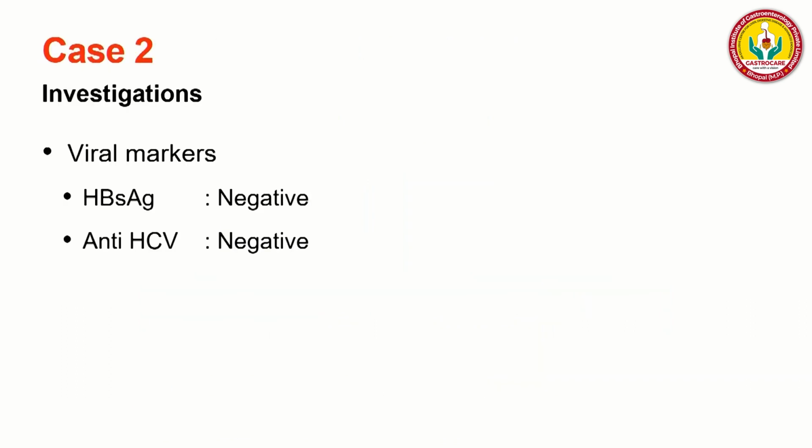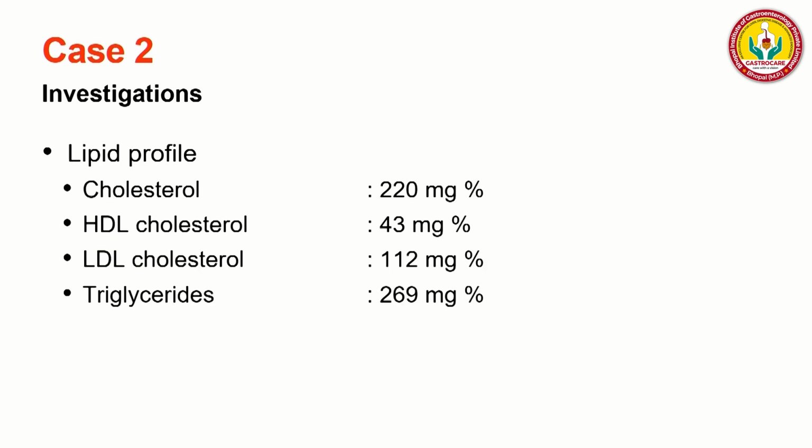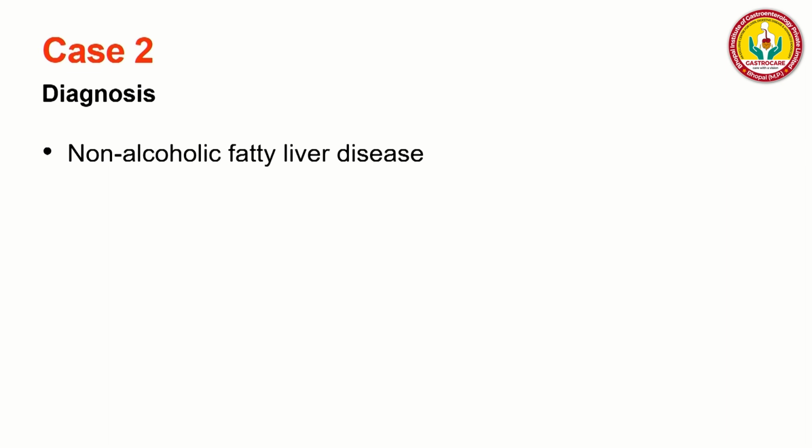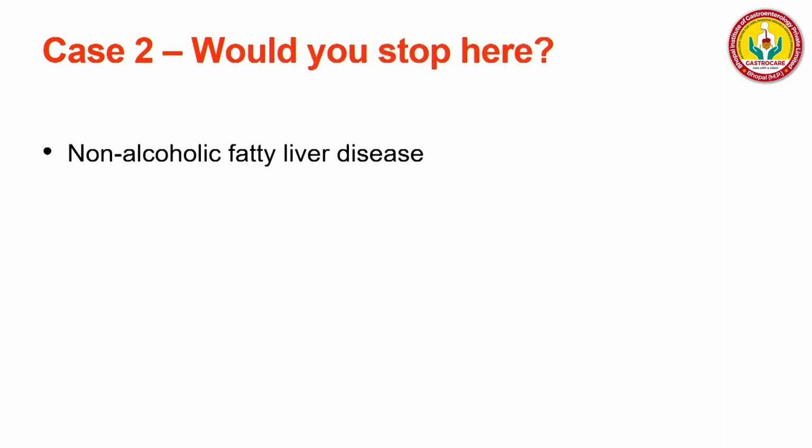So the viral markers in this guy were negative, hepatitis B and C. He had dyslipidemia. So another very important thing, investigating a fatty liver, you have to look at the metabolic profile. You have to look at dyslipidemias, you have to look at fasting blood sugar and HbA1c. So you actually may find a normal sugar but HbA1c of 6.5. That also is an indication that this guy probably has a metabolic syndrome predisposing to the liver disease. So non-alcoholic fatty liver disease.